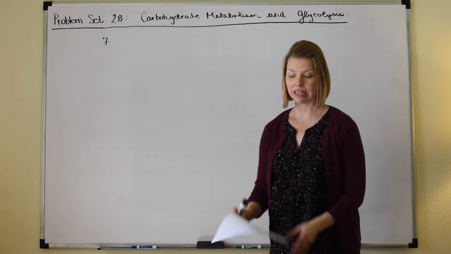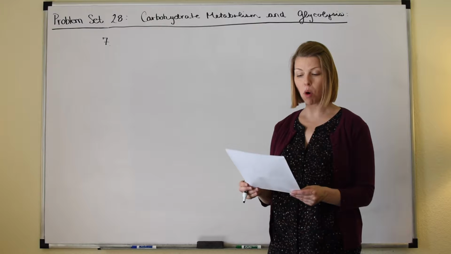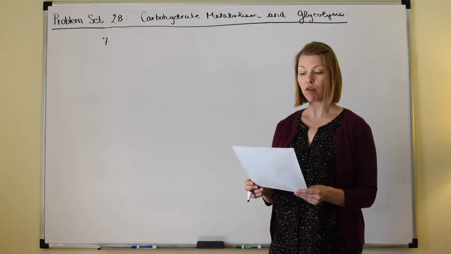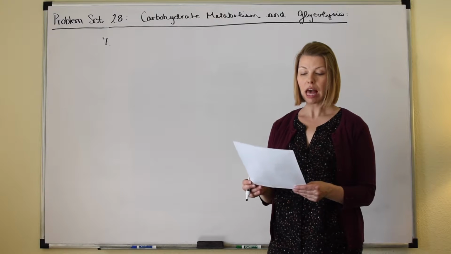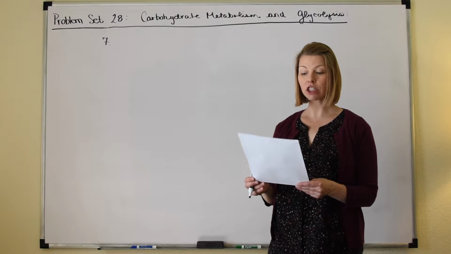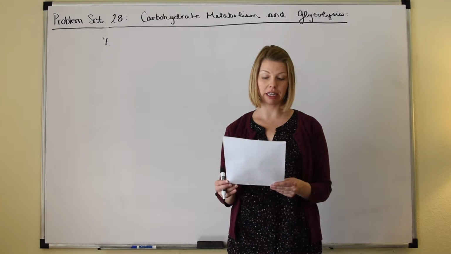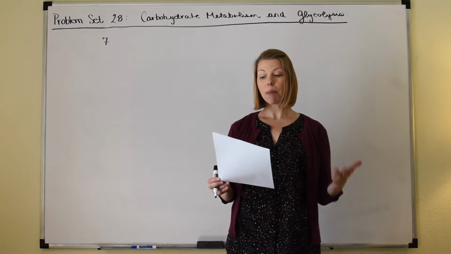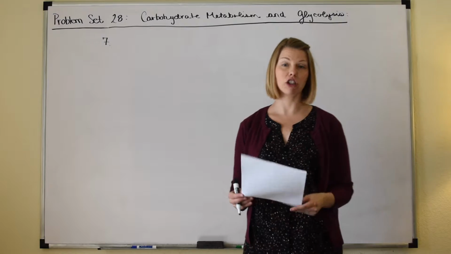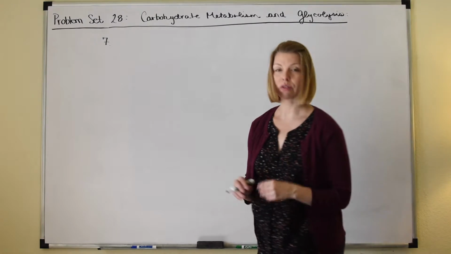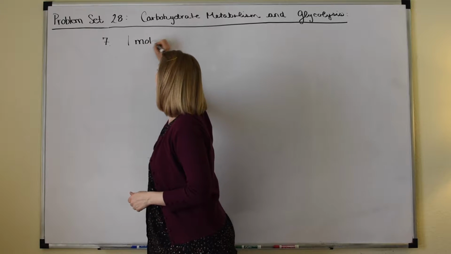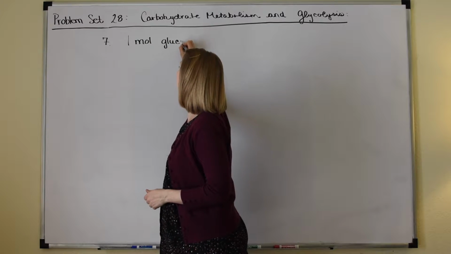Okay, number 7. Calculate the number of moles of ATP that forms from complete catabolism of 1 mole of glucose. Show the ATP yield from each of the following processes during their calculation: Krebs cycle, glycolysis, oxidative phosphorylation, pyruvate oxidation, and the electron transport chain. All right, so 1 mole of glucose.